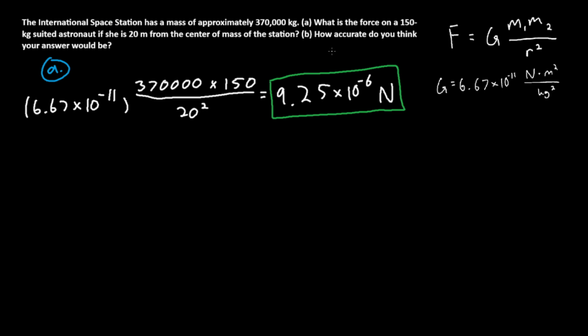But okay, how about for part B? How accurate do you think your answer would be? Well, I'm not really going to write anything down for this because we don't need to. I'll just explain. It's not going to be that accurate because the ISS isn't uniform in mass. You'll be pulled in some direction, like toward the wings of the satellite, or toward the control panel or the living space, whatever it's called. You'll be pulled in different directions. So this answer likely isn't accurate, but it's a reasonable approximation of what you would be experiencing, assuming that the ISS is a perfectly uniform sphere.